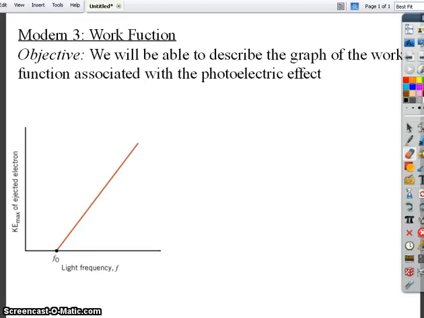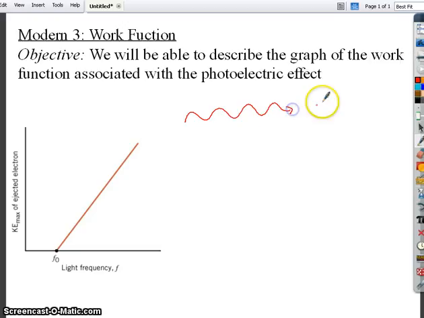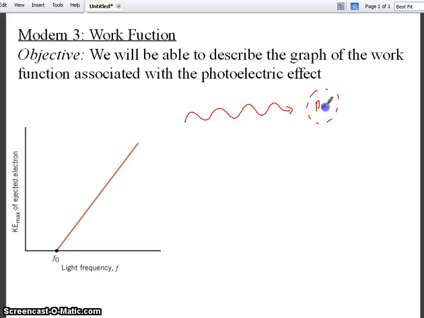If we look at this graph over here, this graph represents the photoelectric effect. This is called a graph of the work function. So, what is the work function? Let's go back to our model. Photon coming in, hits a nucleus with an electron around it. Okay, this incoming photon is going to have a certain amount of energy. We're going to say hf.